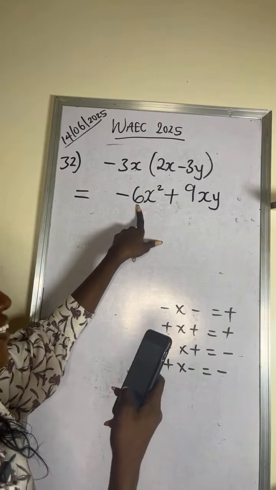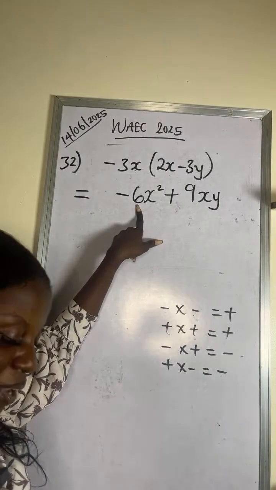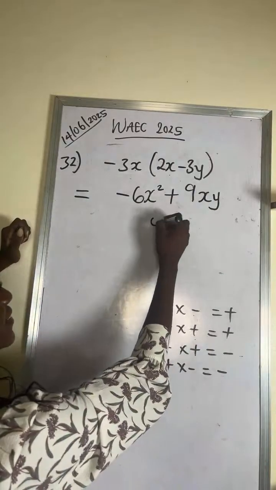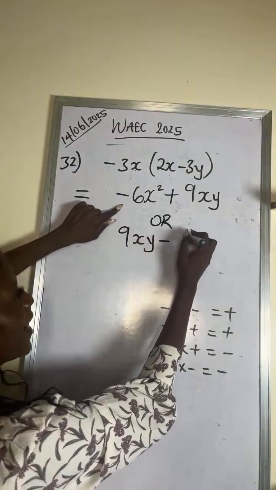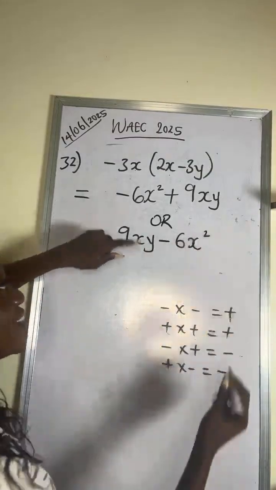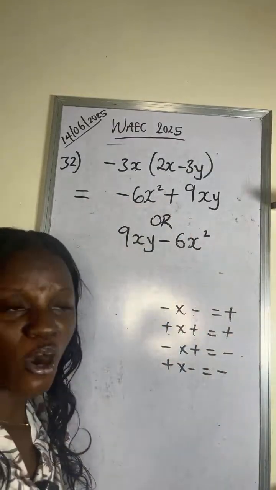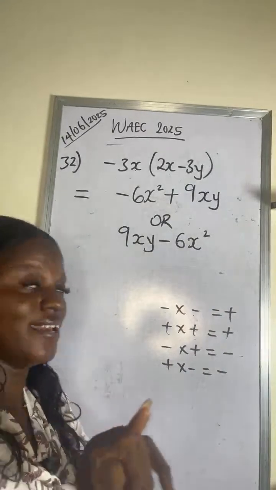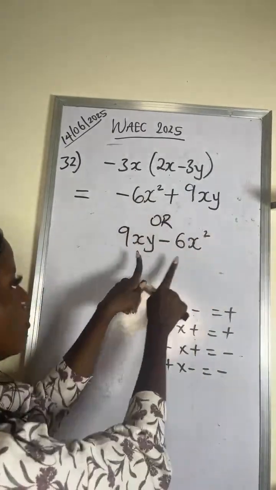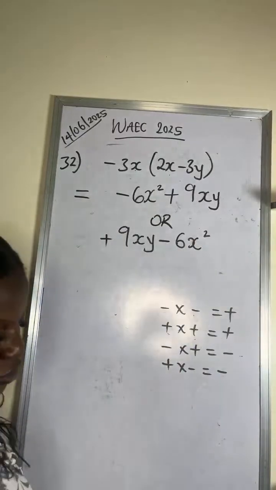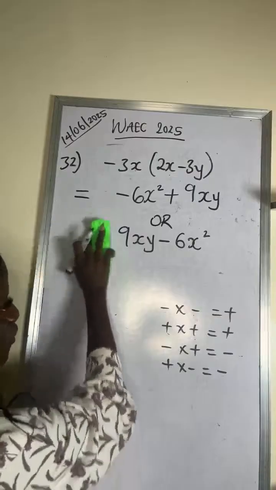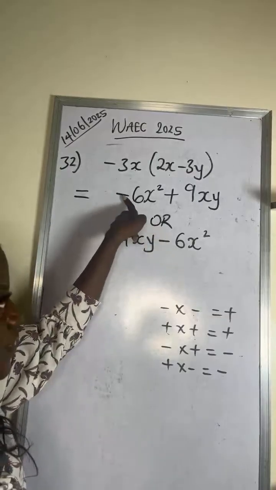Now I like what they did here. Let me show you what they did. So they wrote it like this. 9xy minus 6x squared. So if anybody stops here, they'll be like, the option is not there. The option is there. They only just try to trick us. So this is the same as this. So we don't usually write plus in front of it. So you have this or this.